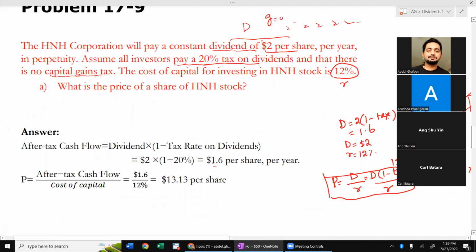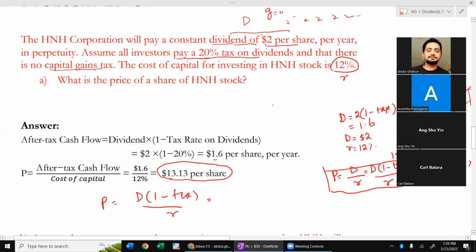The answer is 1.6. So what is the price? After-tax cash flow divided by cost of capital. In other words, D1 minus tax divided by R. It is going to give you the answer of 13.13. So this is the price of the share after paying the tax. This is the current price of the share.